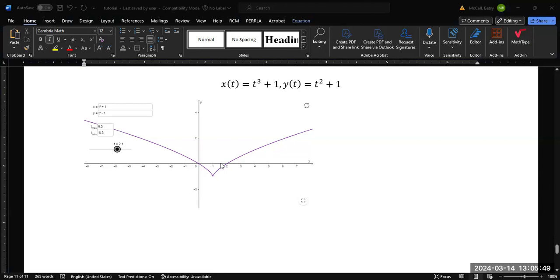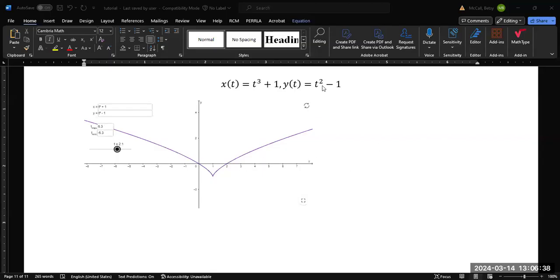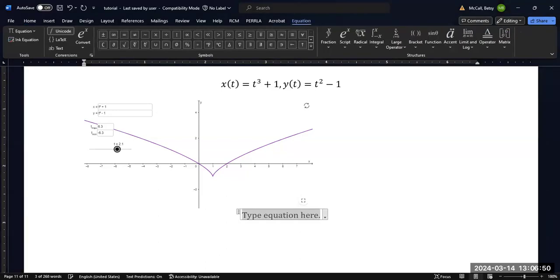And they're going to be when the y function is equal to 0. Actually, I had a typo here that I fixed. This is t squared minus 1, not t squared plus 1. And so if you set this equal to 0, you can easily see that the t values we're going to need are going to be plus and minus 1.